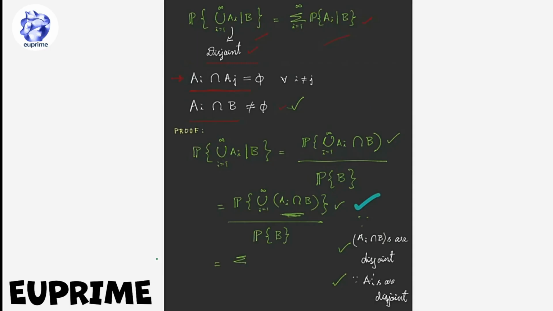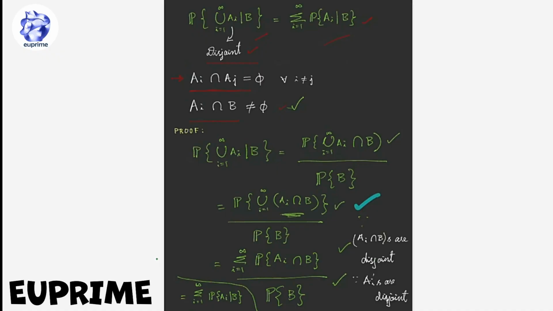Now, given this to be the case, we can get the summation term. How? Since the numerator is a disjoint set, and we know disjoint union of sets can be written as probability of, I'm sorry, which is equivalent to summation, and then we have proven what was supposed to be proven. You got the idea, right?